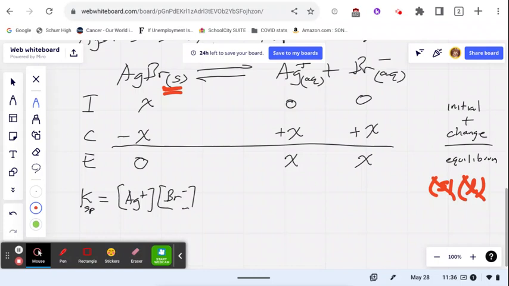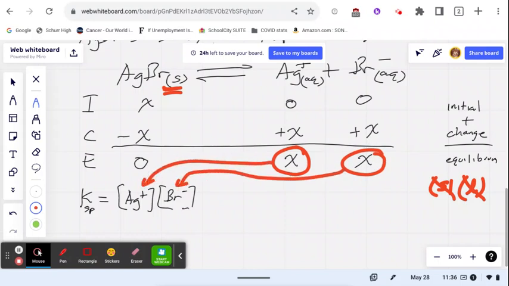All right, so now that we have that, we can go ahead and plug these in. So this right here is the concentration of silver ion at equilibrium. This is the concentration of bromide at equilibrium. So we're going to plug them in here. This is going to go here. This is going to go here. And we're going to end up with X here and X here. It's going to give us X squared. Okay, so X times X is going to give us x squared, and that's going to equal the KSP.